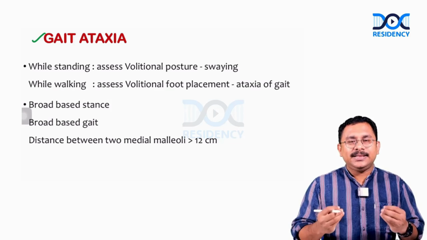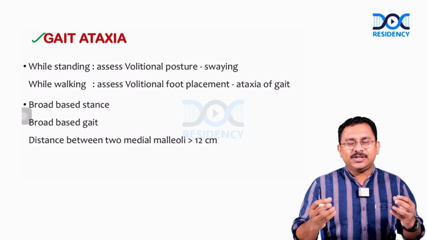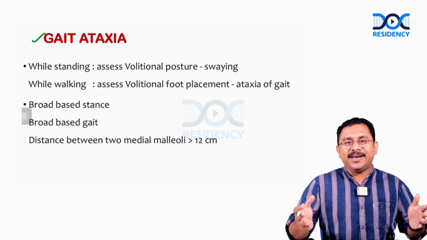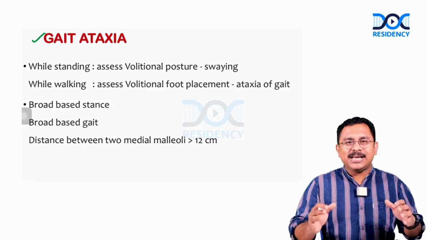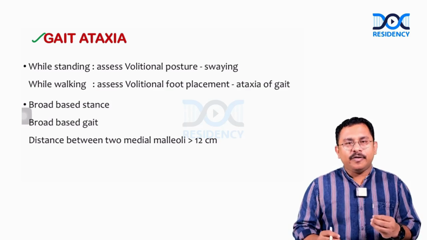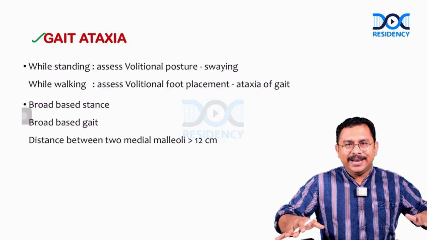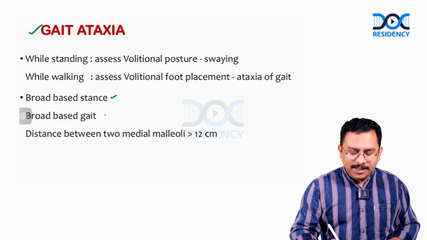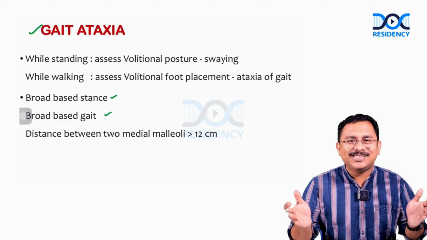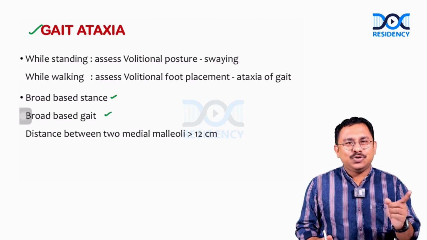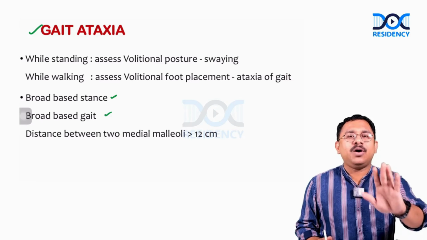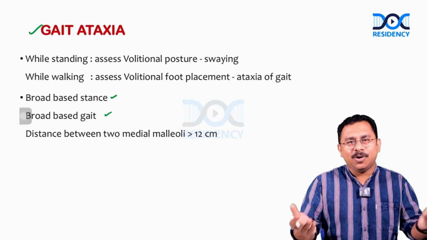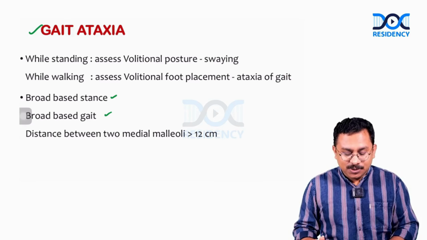Now, please understand that patients with cerebellar dysfunction will have gait ataxia and they usually try to compensate for this unsteadiness by means of a broad stance. They'll keep the legs a bit apart. So usually the patient has a broad stance and a broad-based gait. Now, how broad is broad? The distance between the two medial malleoli should be about 12 centimeters to call it a broad-based stance or broad-based gait. Okay, that is also clear.